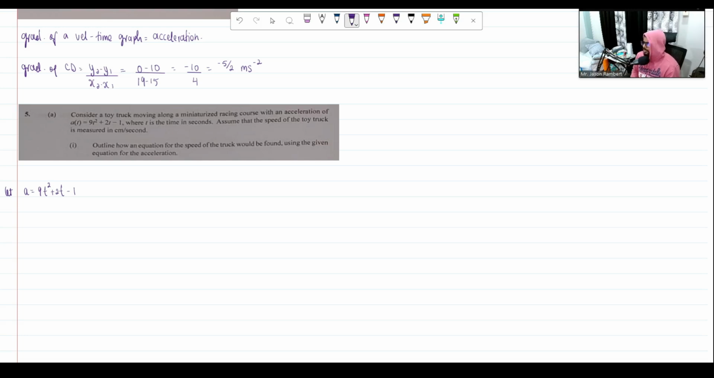So they just want the outline of how we're going to calculate speed. We need to remember our good old acronym ZVA. Going down, we are differentiating. Going up, we are integrating. So if I have acceleration and I'm going up, I integrate to get velocity. To outline it, I will say that v is equal to the integral of acceleration with respect to time.